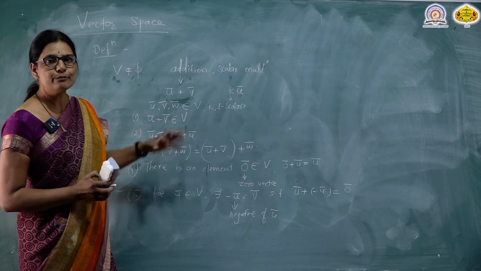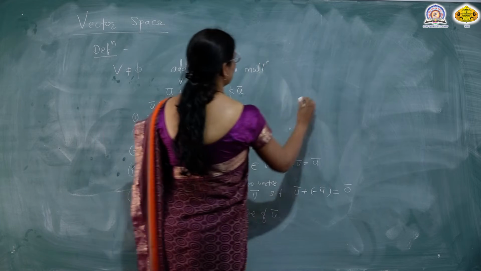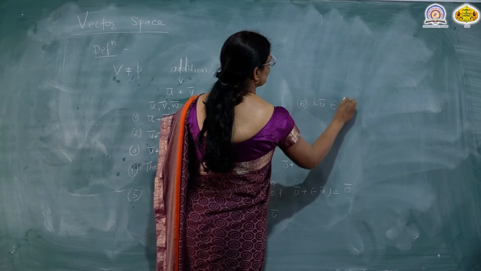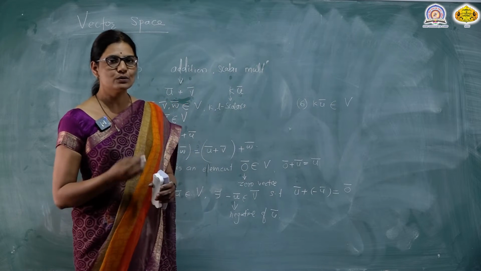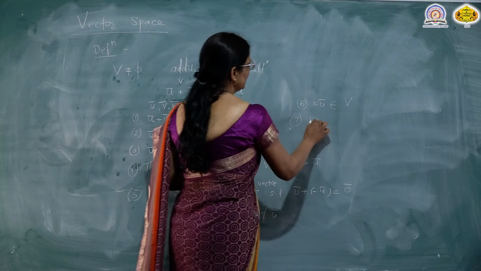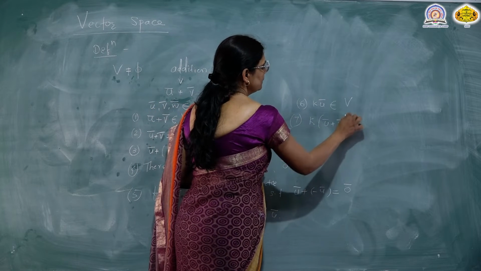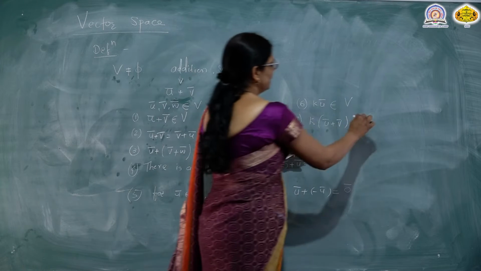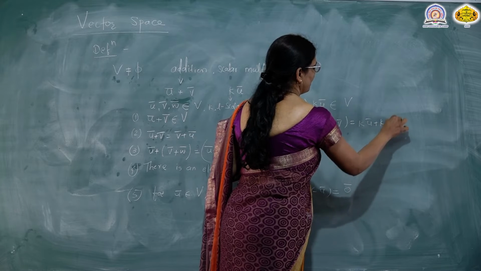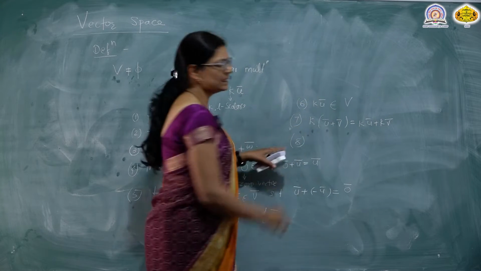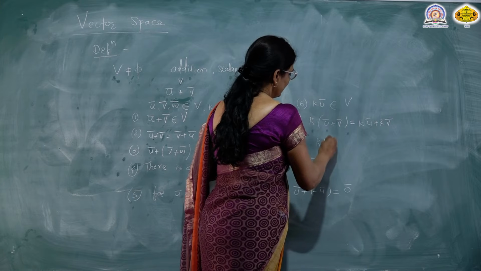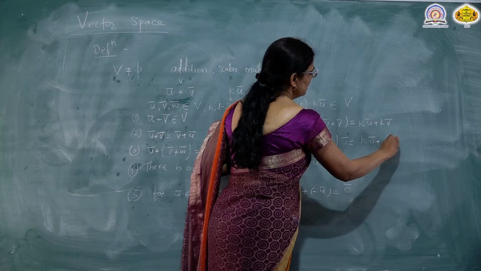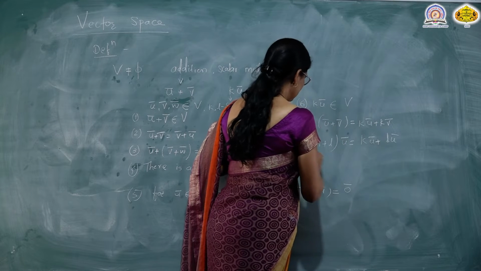Now, the next five properties are related to scalar multiplication. So, the sixth property is k into u bar again belongs to V, that is, scalar multiplication is closed in V. Seventh property is k times (u bar plus v bar) can be written as k times u bar plus k times v bar. Next one is the 8th property: (k plus l) times u bar can be written as k times u bar plus l times u bar.